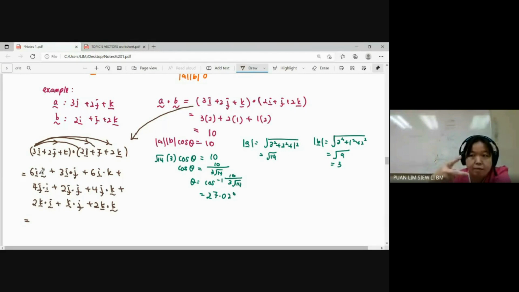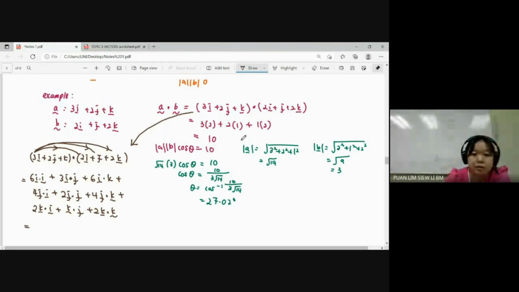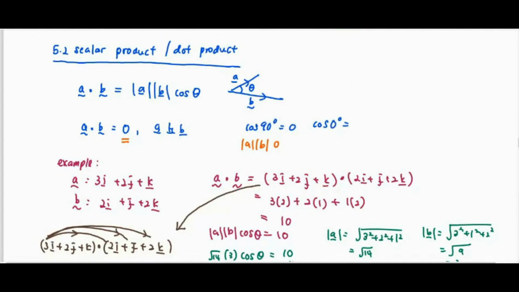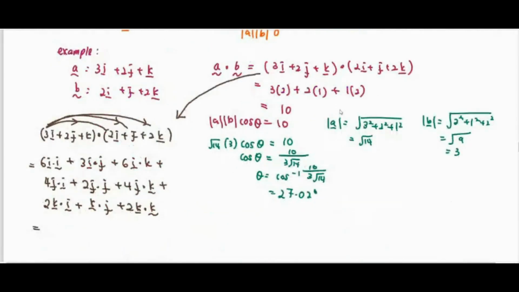I, x-axis sama kan? Dia takkan macam ni kan? So, x-axis yang sama. Dia parallel. So, kalau dia parallel, cos kosong berapa? Cos 90 degree dapat 0, right? So, kalau dia parallel, cos 0, what do you get? You get 1. So, I dot I, you get 1. So, that's why you get a 6 here.